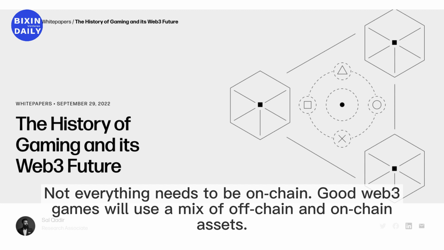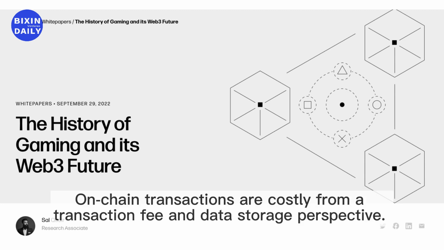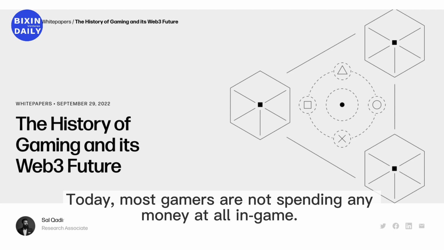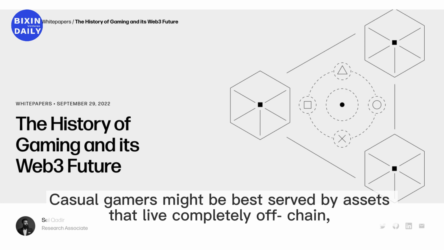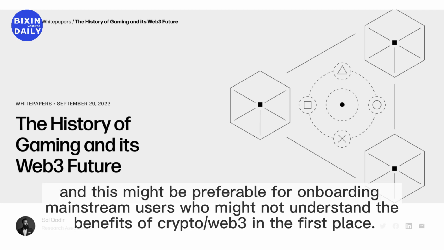Not everything needs to be on-chain. Good Web3 games will use a mix of off-chain and on-chain assets. On-chain transactions are costly from a transaction fee and data storage perspective. Today, most games are not spending any money at all in-game. The logical conclusion from this trend is that there must be a mix of both on-chain and off-chain assets to cater to all types of gamers. Casual gamers might be best served by assets that live completely off-chain, and this might be preferable for onboarding mainstream users who may not understand the benefit of crypto and Web3 in the first place.